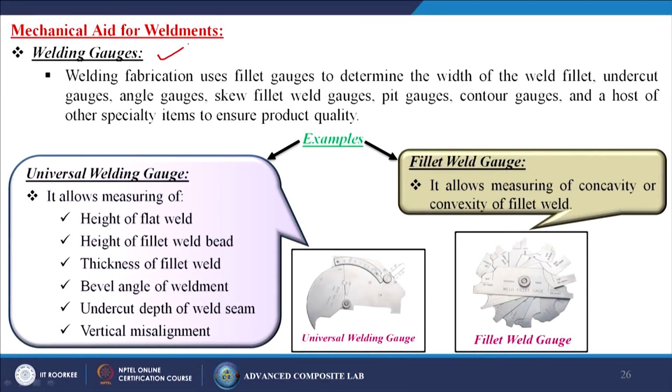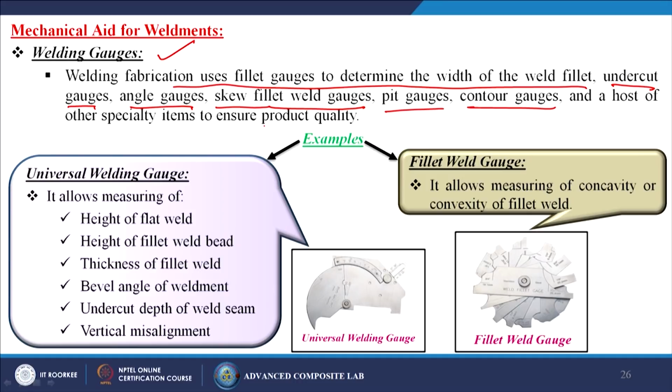Mechanical aids for weldments. Generally we are calling them welding gauges. Welding fabrications use fillet gauges to determine the width of the weld fillet, undercut gauges, angle gauges, skew fillet weld gauges, pit gauges, contour gauges and a host of other specialty items to ensure the product quality.